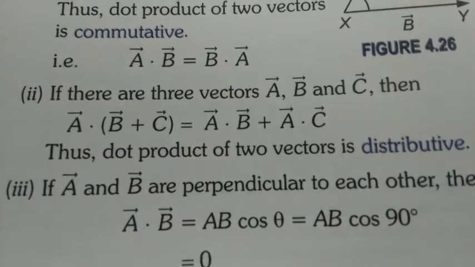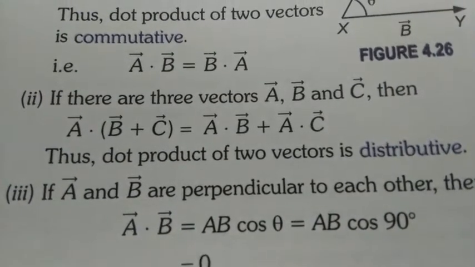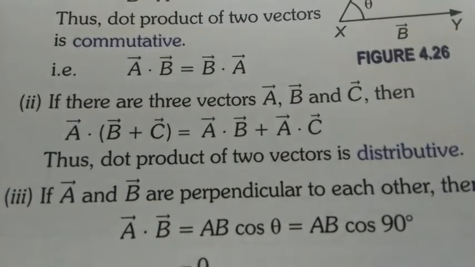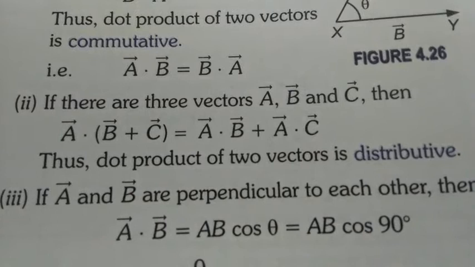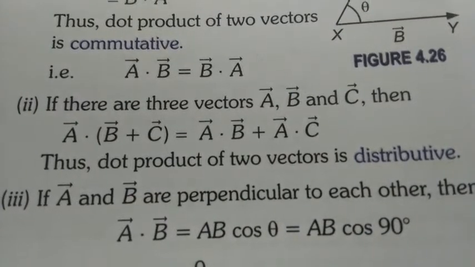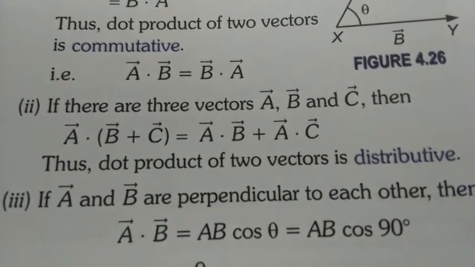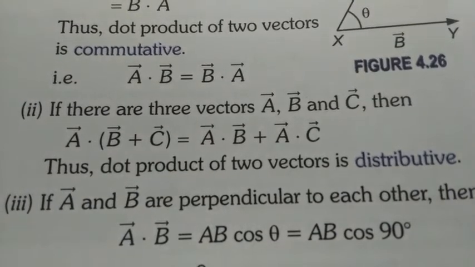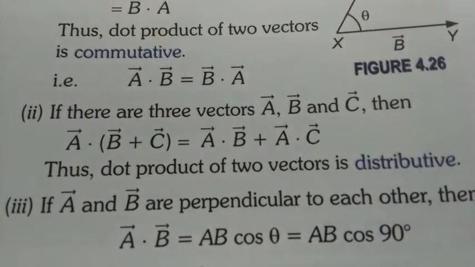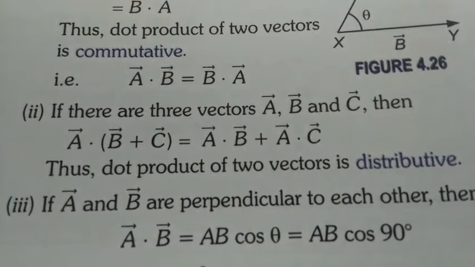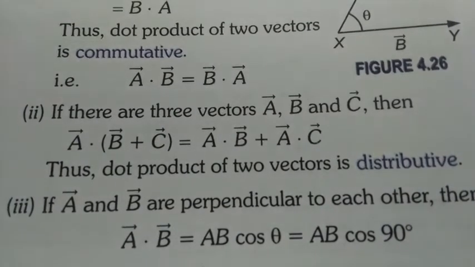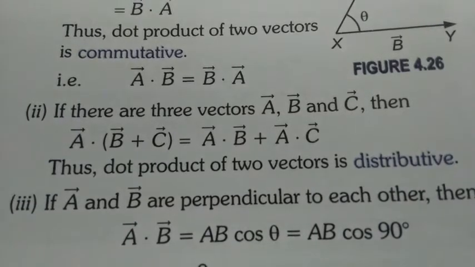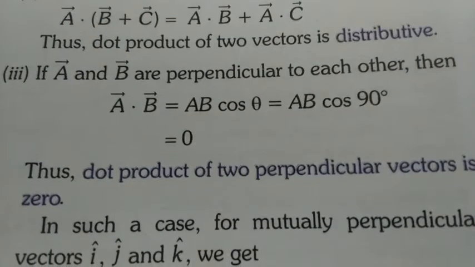Second, if there are three vectors A, B, C, then A dot (B plus C) equals A dot B plus A dot C. That means the dot product of two vectors is distributive over addition. This is similar to the algebraic properties we read about simple digits. So A dot (B plus C) equals A dot B plus A dot C.